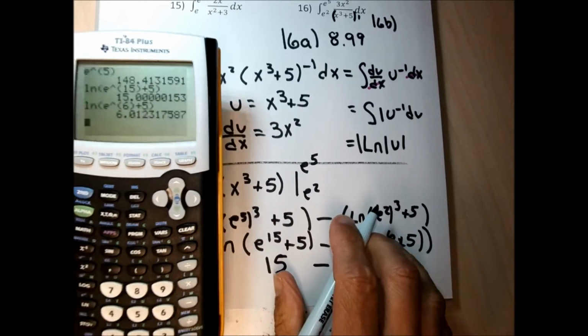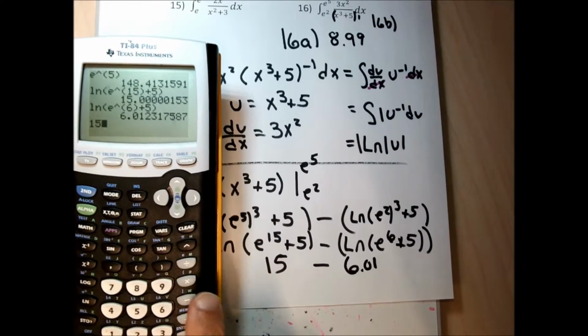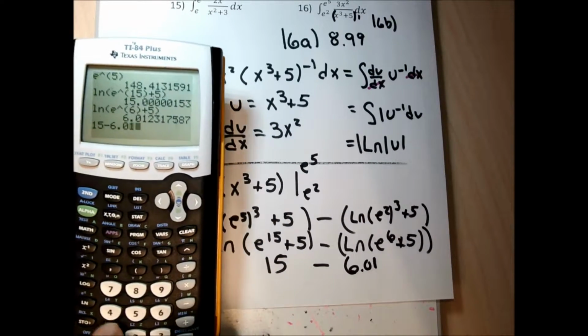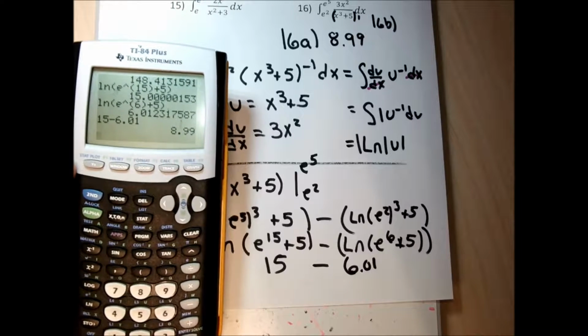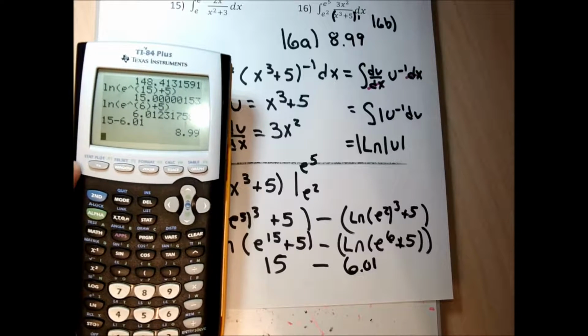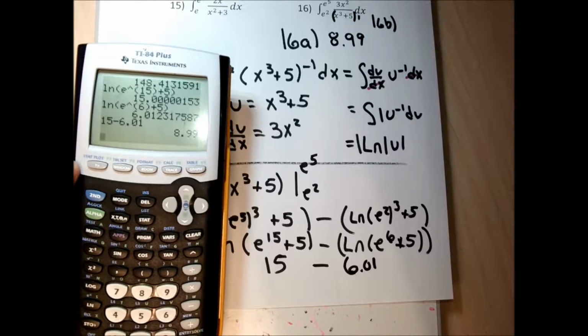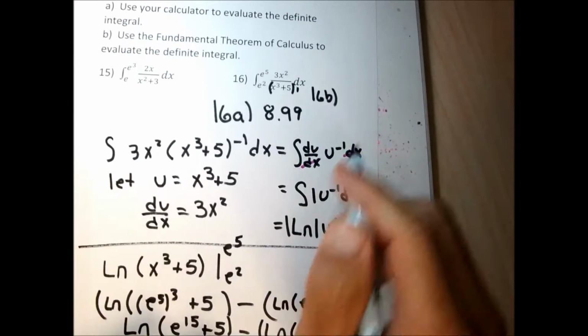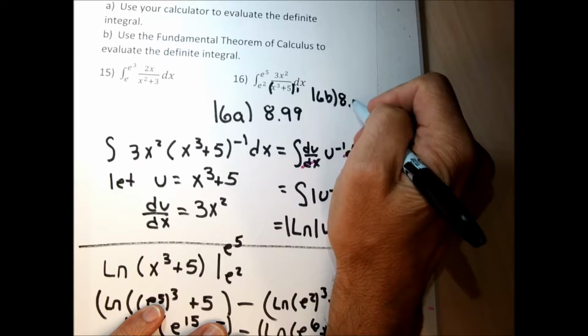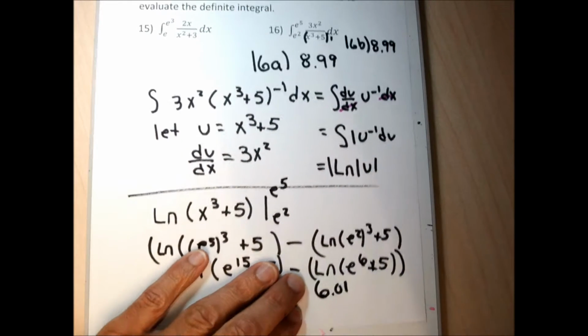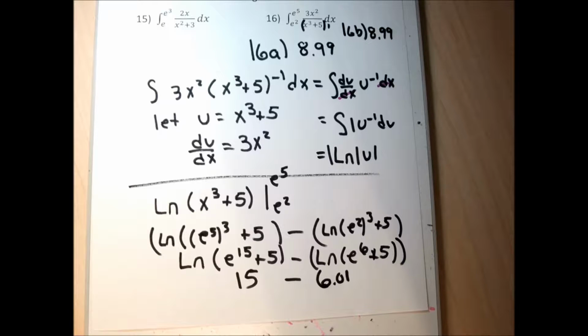Now I'm going to subtract these and go 15 minus 6.01, and my calculator is smarter than me. I thought I was going to beat my calculator, but I was wrong. I can't make that into a fraction. Natural logs produce irrational numbers that don't have fraction equivalents unless they come out to a nice integer. So that's everything I can do for 16.